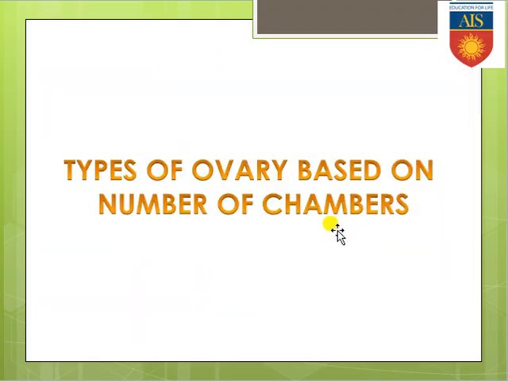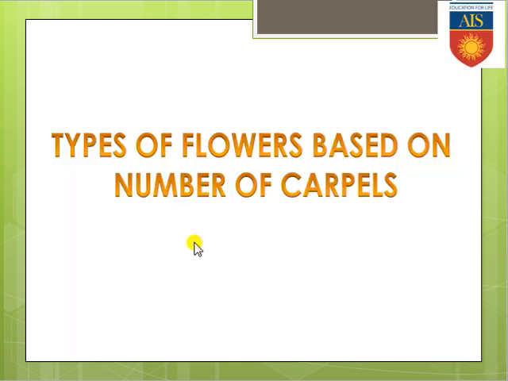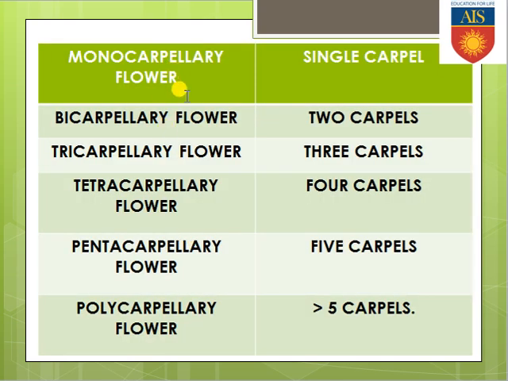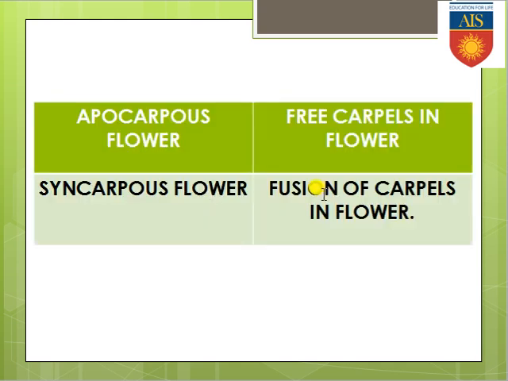Next we have discussed the types of ovary based on the number of chambers. You have seen here unilocular, bilocular, trilocular, tetralocular, pentalocular and polylocular types. After that, the types of flowers based on the number of carpels: monocarpellary, bicarpellary, tricarpellary, tetracarpellary, pentacarpellary and polycarpellary flowers. And at last we have discussed the types of flower based on the type of fusion. If the carpels are fused, it is known as syncarpous flower. If the carpels are not fused, those are known as apocarpous flower.